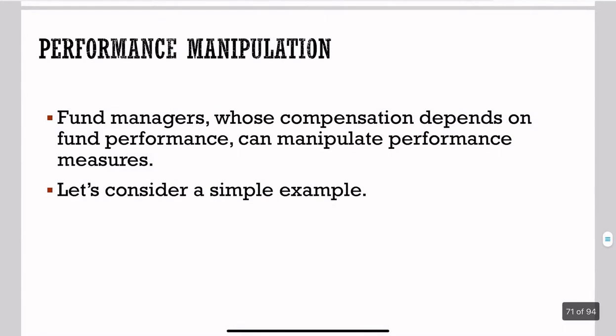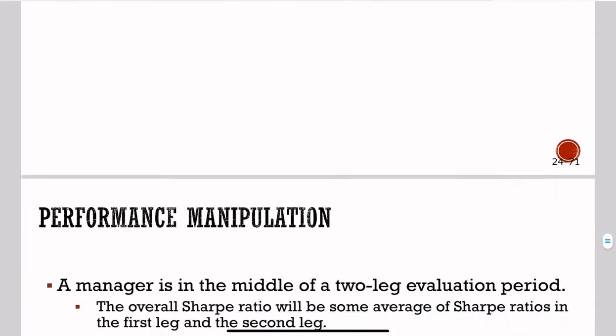Now let's talk about an interesting topic, which is performance manipulation. You can imagine that mutual fund managers' compensation depends on their mutual fund performance. So they actually have the incentive to manipulate performance measures. If they can get a higher evaluation, then they will get a higher salary. So let's see a very simple example here.